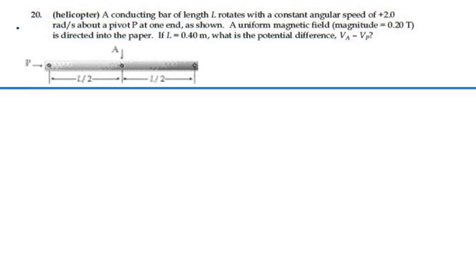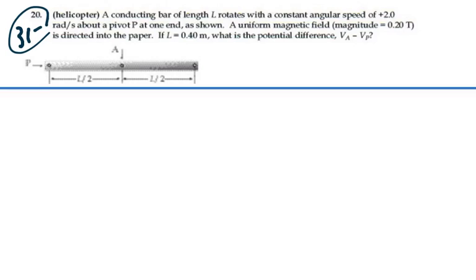Here's problem 3120. A conducting bar of length L rotates with a constant angular speed of +2 radians per second by a pivot P at one end. A uniform magnetic field of magnitude 0.2 Tesla is directed into the paper. If L is 0.4 meters, what is the potential difference VA minus VP?